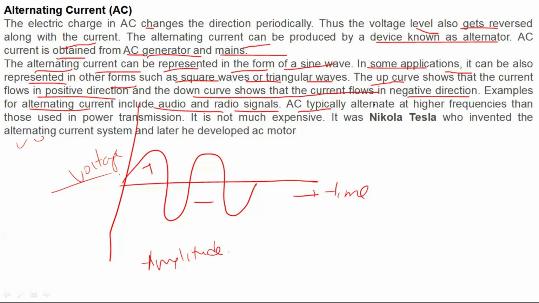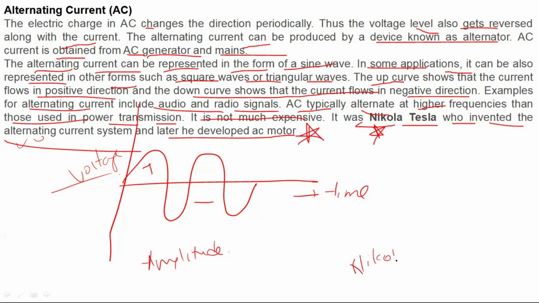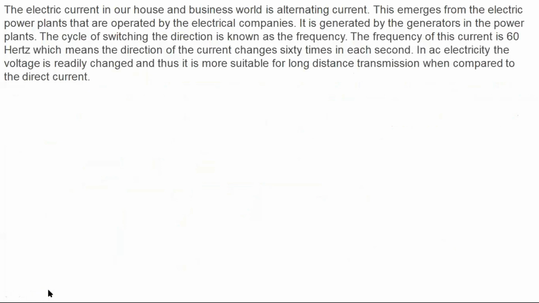Examples of alternating current include audio and radio signals. AC is typically alternating at higher frequencies than those used in power transmission. It is not very expensive. It was Nikola Tesla who invented the alternating current system, and later he developed the AC motor.